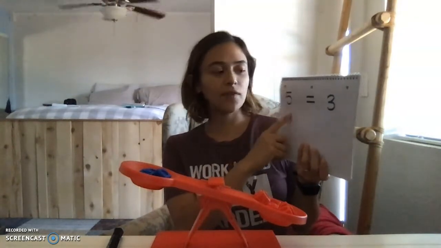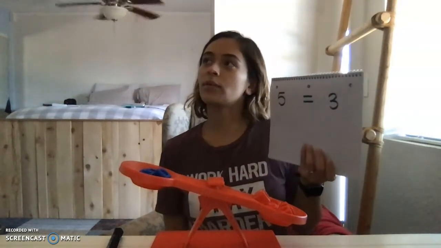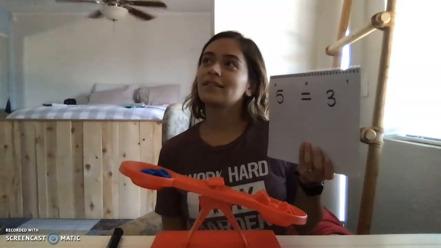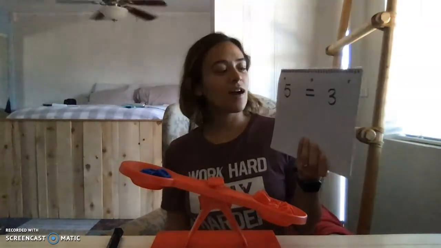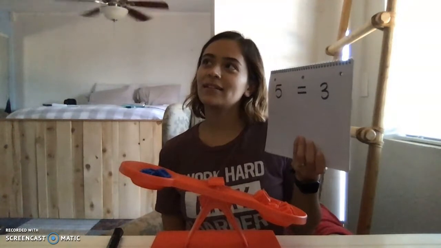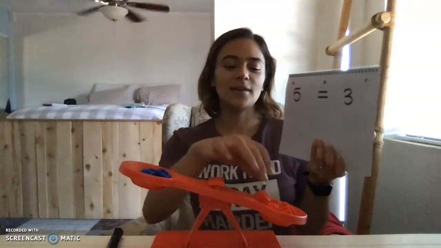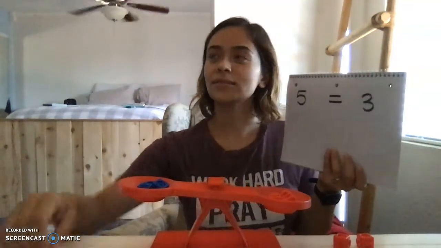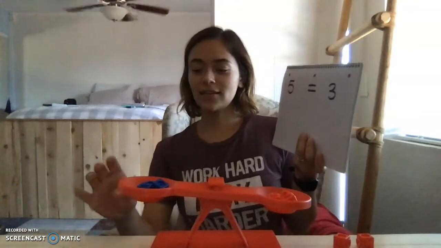What do we have to do to 5 in order for it to look like number 3? We need to remove. We need to take away. Do you know how many we're going to have to take away? 2. Let's see. We have 1, 2 taken away. Now, is that balanced? Yes. You see? I think it is too.